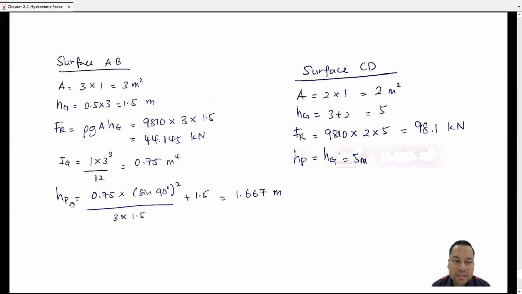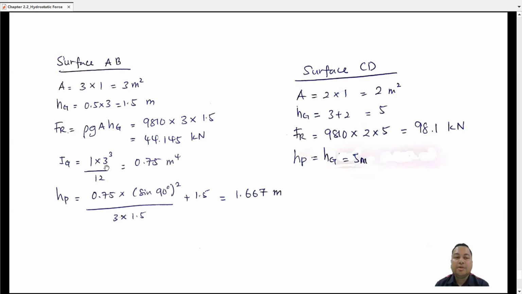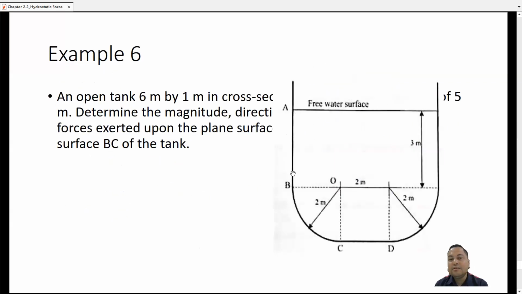To determine the HP, we have to know the Ig, which is BH cubed over 12. So B is 1 meter, H is 3 meter. So BH cubed divided by 12 is 0.75 meter to the power of 4. So we can obtain the HP as 1.667 meter. So this is for the vertical plane AB.